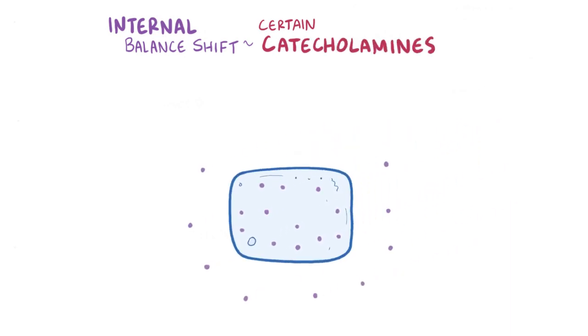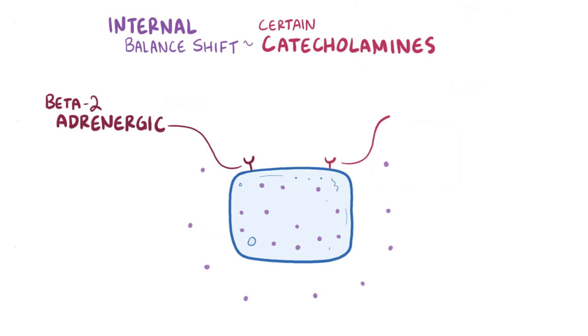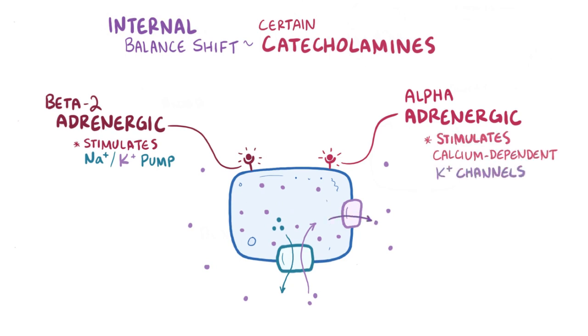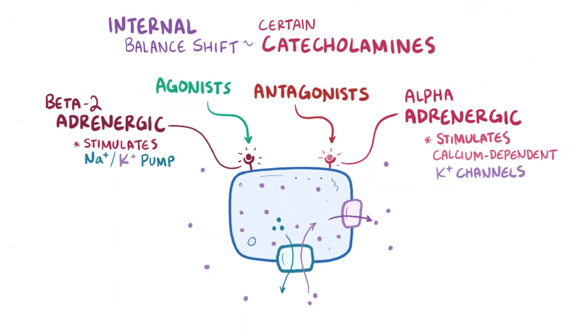Certain catecholamines can also shift potassium, and this is via beta-2 adrenergic and alpha-adrenergic receptors on cell membranes. When activated, beta-2 adrenergic receptors stimulate the sodium-potassium pump, which pulls potassium from the blood into cells. Meanwhile, alpha adrenergic receptors cause a shift of potassium out of cells via calcium-dependent potassium channels. So that being said, beta-2 adrenergic agonists and alpha adrenergic antagonists both cause a shift of potassium into cells and out of the blood.